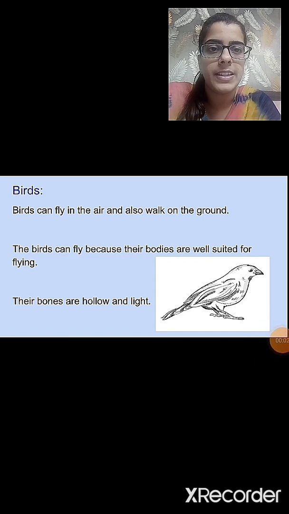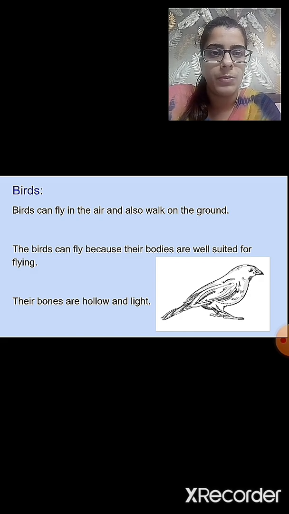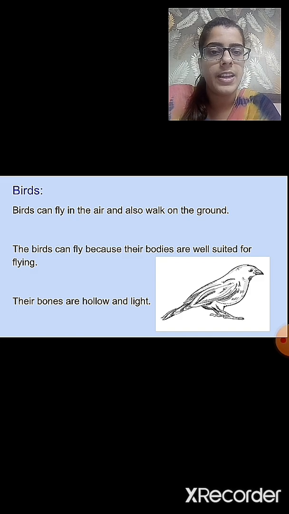Now next we will study about birds. How are birds able to move? Birds can fly in the air and also walk on the ground. The birds can fly because their bodies are well suited for flying. So how is it possible for birds to fly? Their bones are hollow and light.